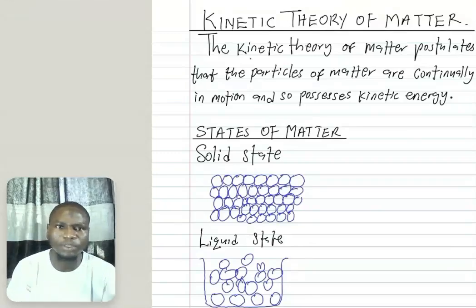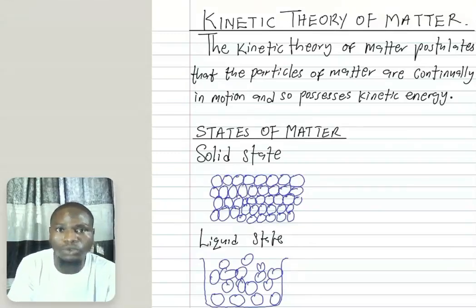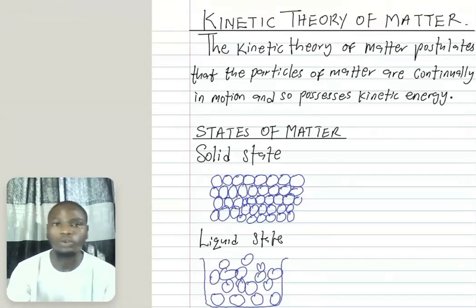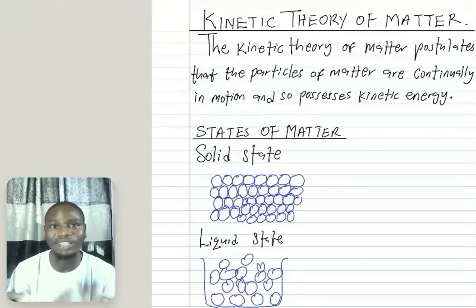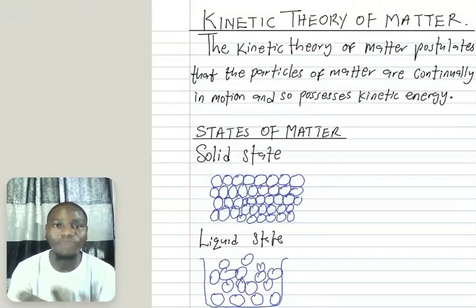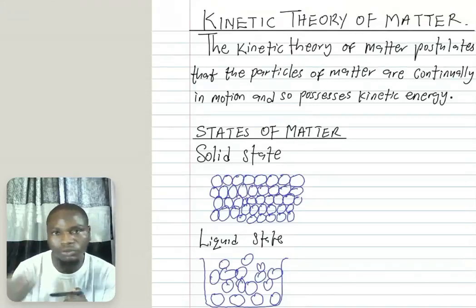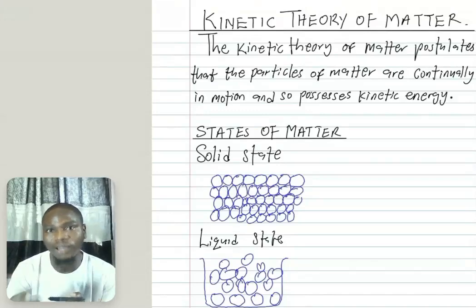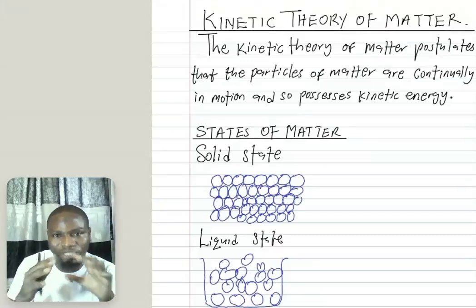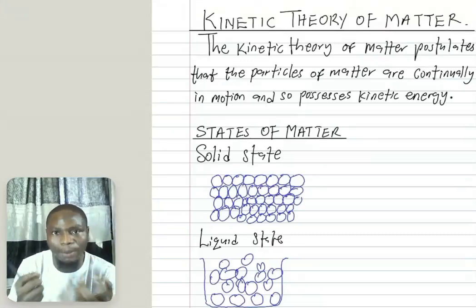Firstly, the first key point here is the particles of matter. We all know that matter is anything that has mass and occupies space, and everything around us is classified as matter. Take note that matter consists of some building blocks. That is, matter consists of the building blocks I'm about to tell you now.